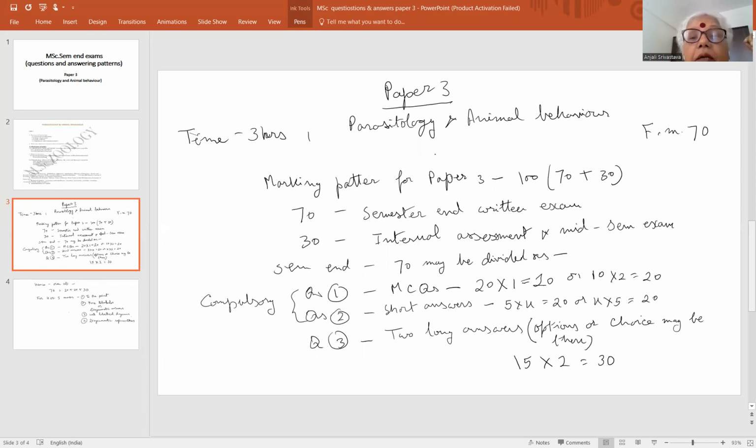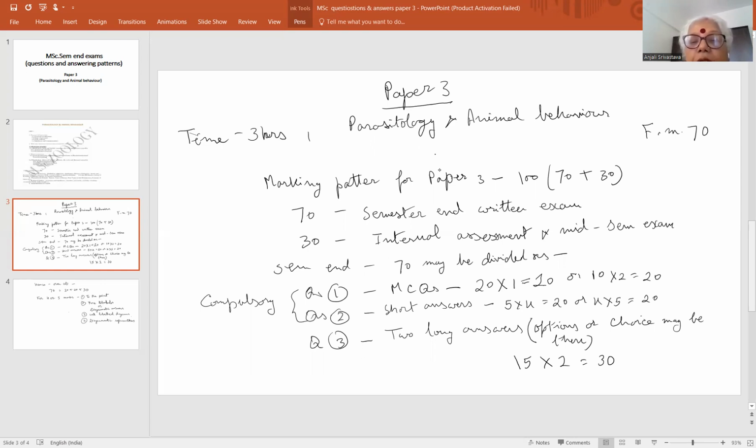So we are discussing here the semester end examinations, that is the written examination of 70 marks. The time will be 3 hours, and full marks are 70. Now, as discussed earlier, as per my view, the division of the 70 marks must be in this way. Question 1 and question 2 must be compulsory.